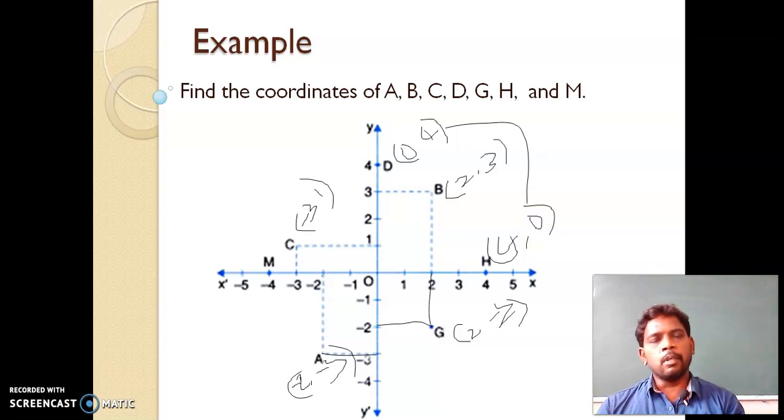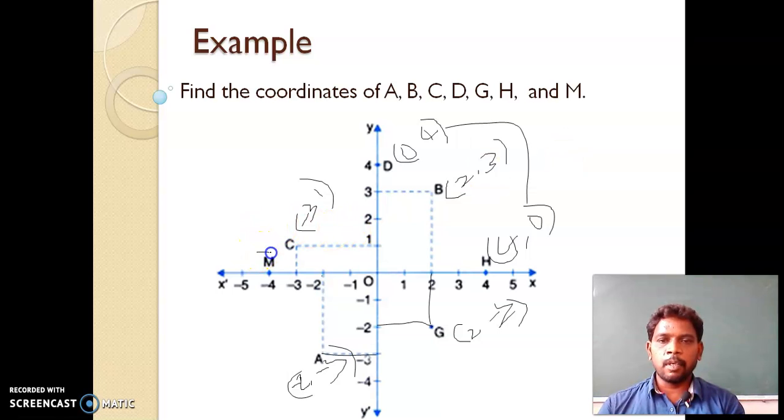So what about 5 comma 0? Does 5 comma 0 lie on the x-axis or y-axis? So 5 comma 0 means that y is 0, okay? Therefore it lies on the x-axis, okay? If the x value is 0 it lies on the y-axis. If the y value is 0 it lies on the x-axis, okay? That is a concept. And next finally the M value.